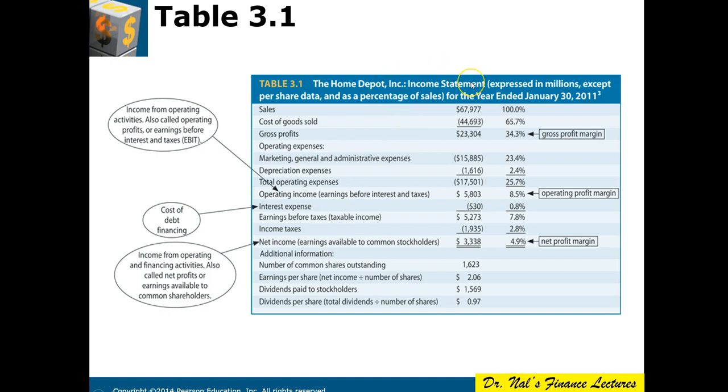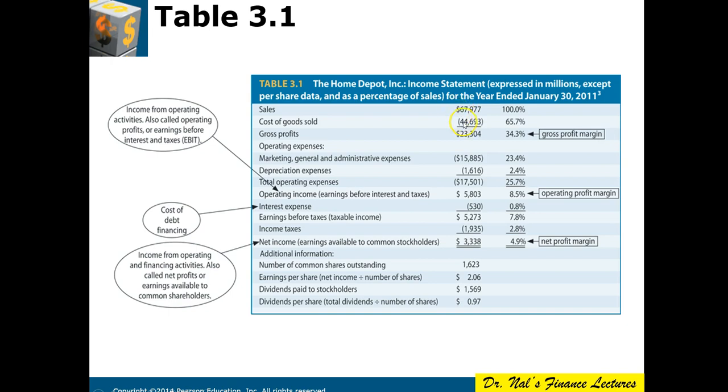Consider this is the Home Depot Corporation income statement as of January 30, 2011, which is the fiscal year end for that company. So at that date, for the whole previous year, starting from, I believe, January 31st, 2010 all the way up to January 30, 2011, for that one whole year period, the amount of sales were this amount. I assume everything is in millions, so this number should be read as 67.9 billion, very close to $68 billion in sales.